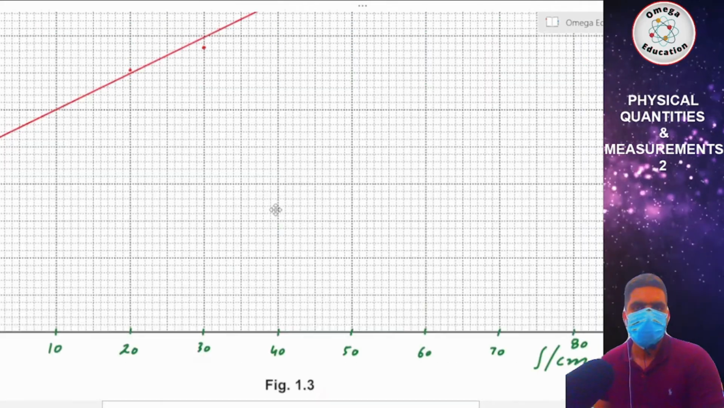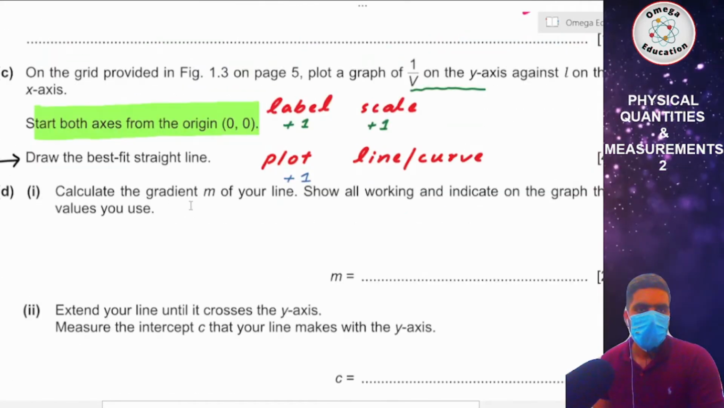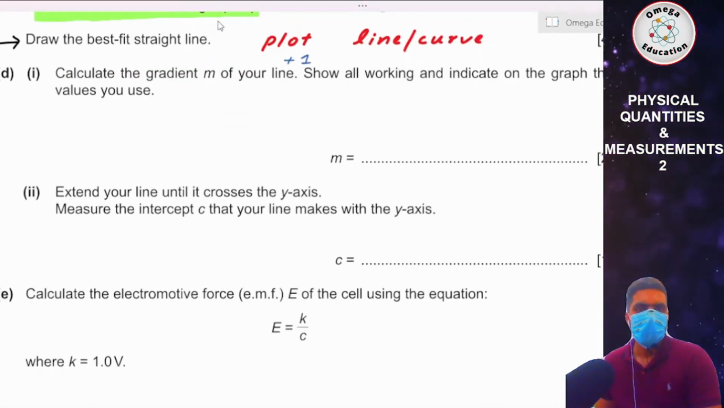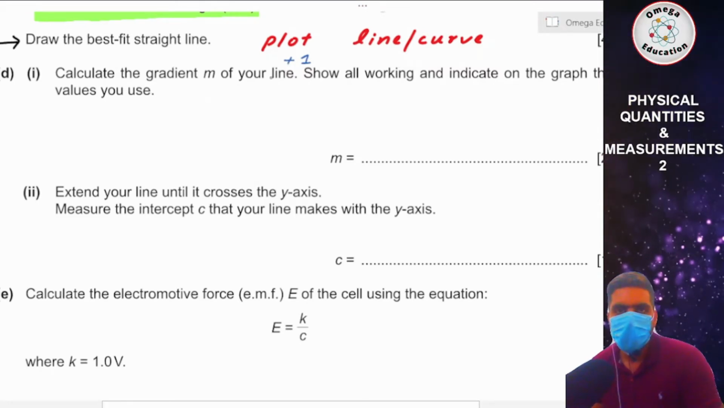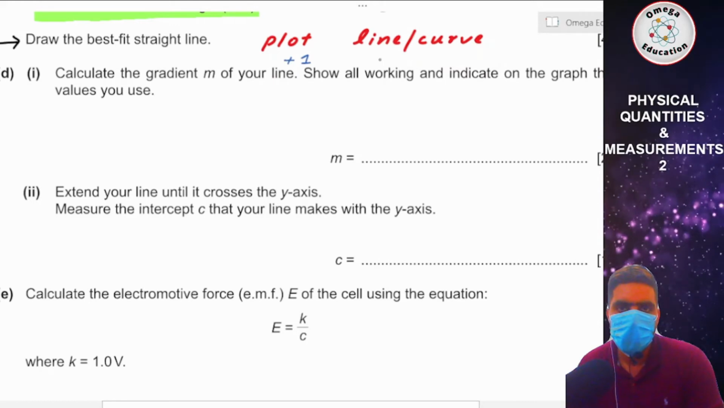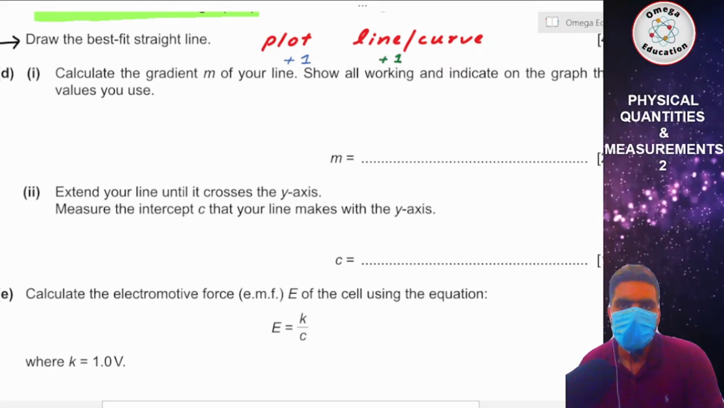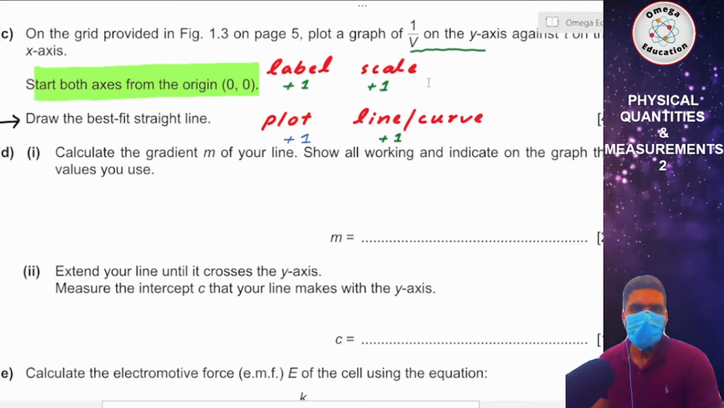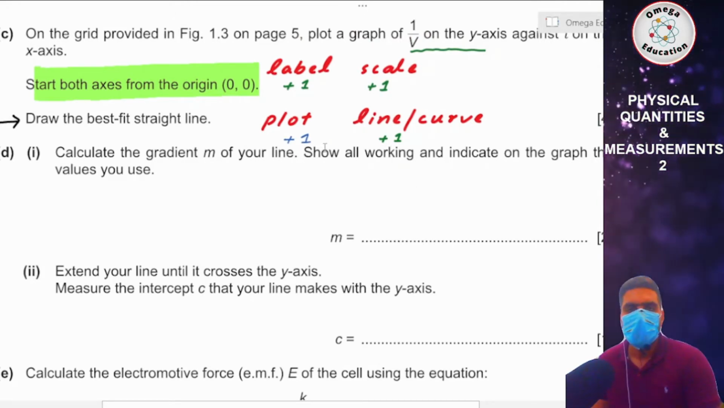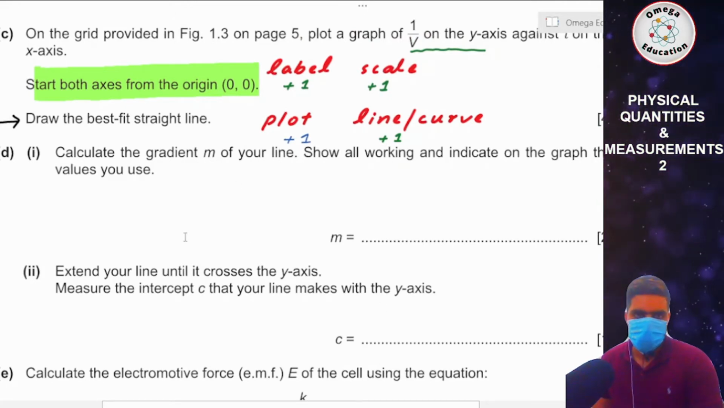All right. The next part reads, calculate the gradient m of your line. Yeah, you get 1 mark. The last mark you get is for drawing the line and the curve. In this way, you complete 4 marks for the question of drawing the graph.